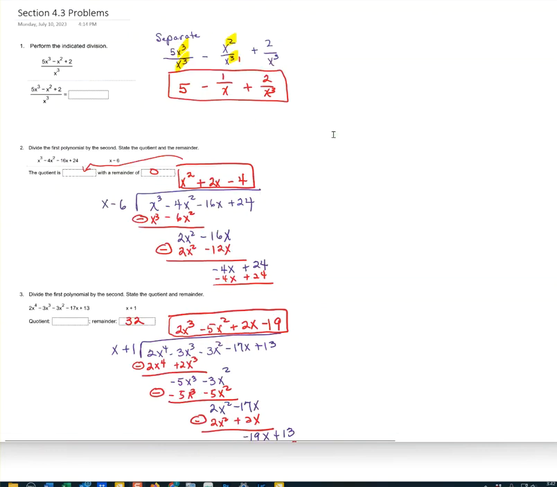All right, for number 1, this is like the first thing in our notes. Perform the indicated division, and we're dividing by a monomial, one term. So separate it into pieces and then simplify. So the x cubes cancel out, you're left with 5. The x squared goes into the x cubed down here, leaves a 1 on top and an x down here, plus 2 over x cubed. So your final answer looks like that.